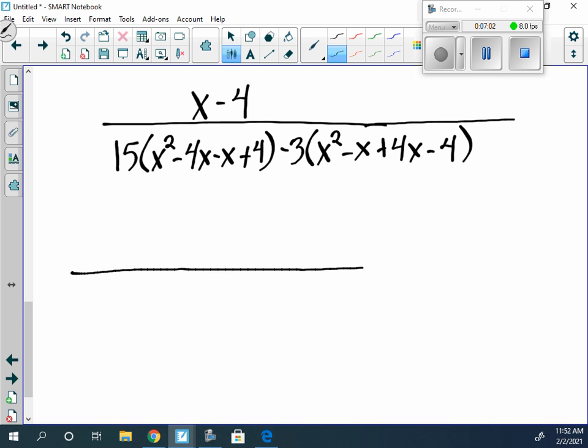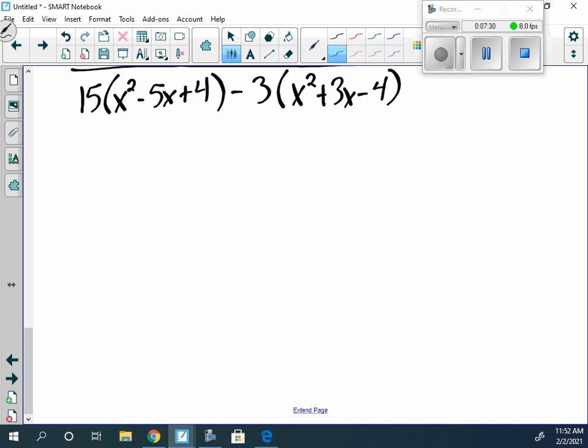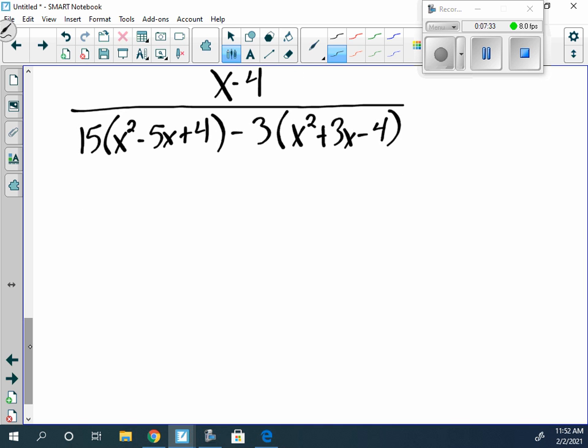Now at this point here, we can combine like terms to make it a little bit easier to work with. Because here we'll have x squared minus 5x plus 4 minus 3 times x squared plus 3x minus 4. All right. So we simplified a little bit, but we still need to simplify a little bit further.